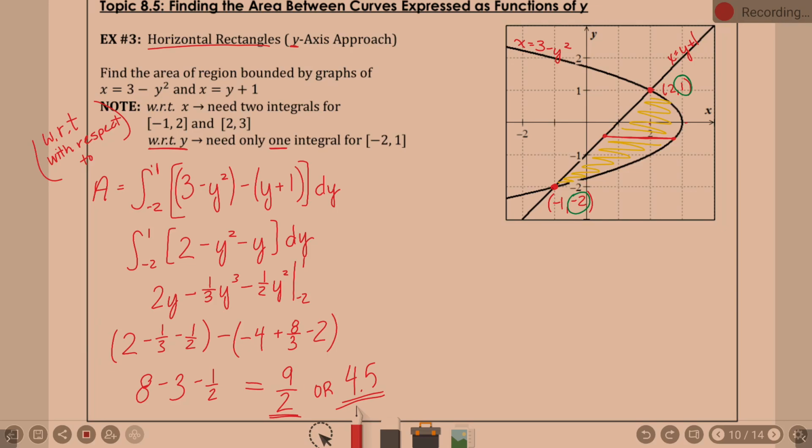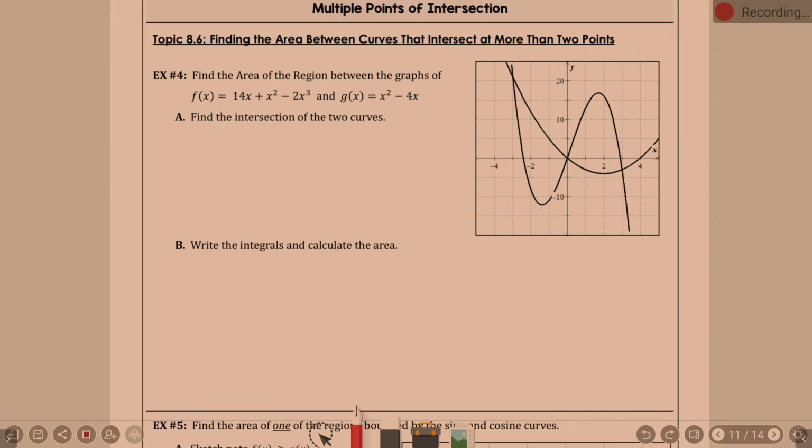Okay, guys. You're seeing the basics, right? Upper minus lower, we work in terms of x's. Right minus left, we work in terms of y's. Okay. Let's look at example 4. Finding the area between the curves that intersect at more than 2 points. Okay? So we're going to look at what exactly that means.